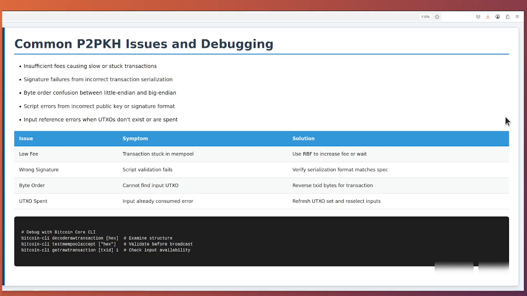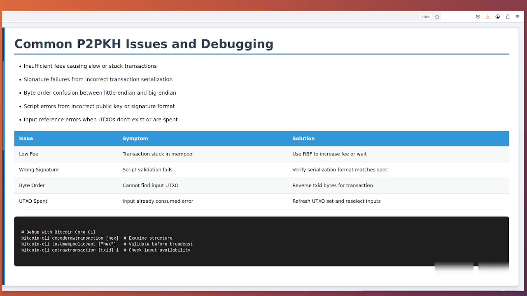Insufficient fees are one of the most common problems. If your transaction fee rate is too low, miners may not prioritize your transaction, leaving it stuck in the mempool for hours or days. The mempool can eventually evict low-fee transactions if it fills up with higher-fee transactions. To avoid this, use a wallet or fee estimation service that monitors current network conditions and recommends appropriate fee rates. If you have already broadcast a transaction with too low a fee, some wallets support replace by fee, or RBF, which allows you to replace the transaction with a higher fee version before it confirms.